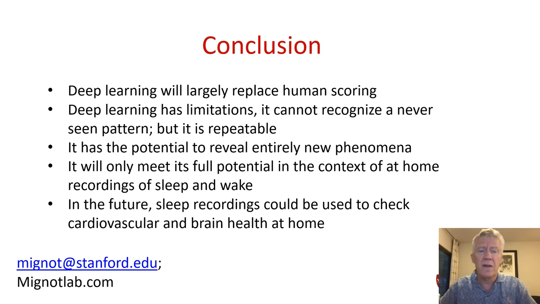So in conclusion, I think it's fair to say that deep learning will largely replace human scoring, but it's important to know that it has limitations. It can't recognize something that it has never seen. For example, if you have seizures and you haven't taught the deep learning program that these are seizures, it's going to say, oh, it looks like slow wave, and it's going to do its best to classify it in the categories that you have told it to assign. Of course, you may have a confidence, and you could flag these events as being atypical, but still, it's important to understand this limitation.